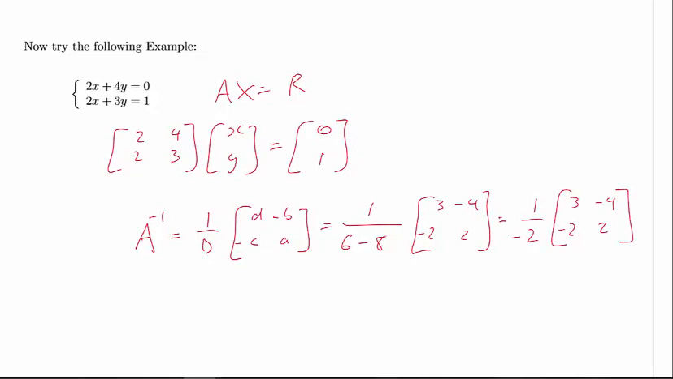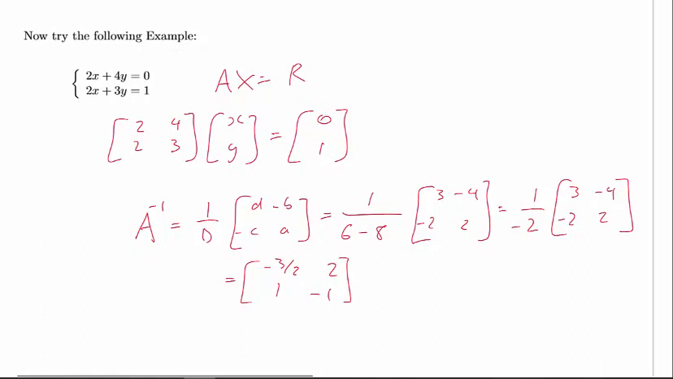Do we want to multiply that negative 1/2 through? Yes, we do. Let's go ahead and do that. So this will become negative 3/2, positive 2, positive 1, negative 1. Okay, take a moment. Always want to double check your work. Okay, that looks good to me. And let's move forward.